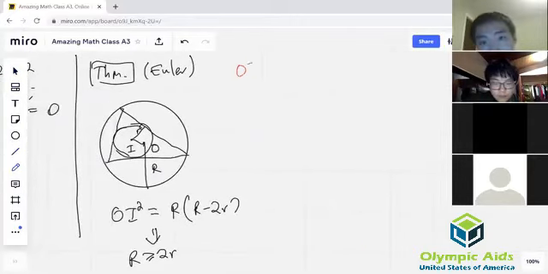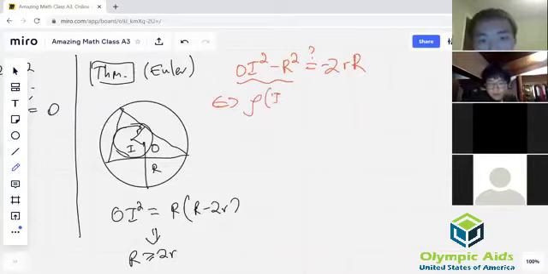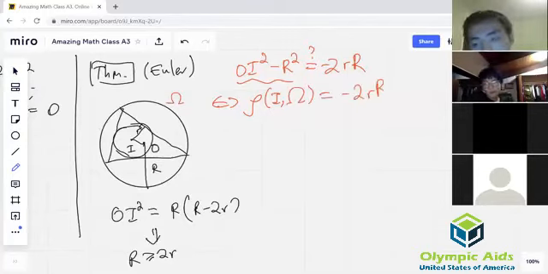So this is equivalent to OI squared minus R squared is equal to negative 2Rr. So this is actually equivalent. We recognize this as the power of the point I. So the power of the point I with respect to the circumcircle, I guess we'll call it big omega, is equal to negative 2Rr.